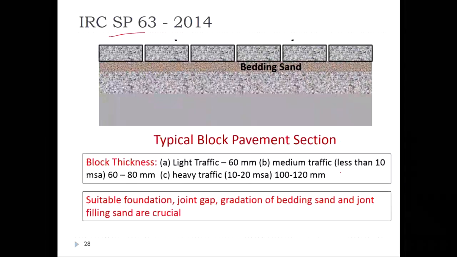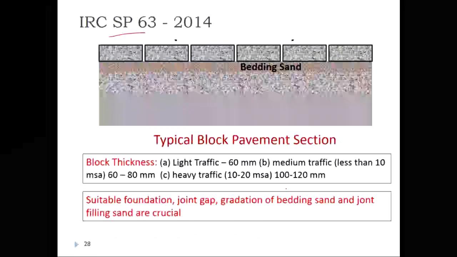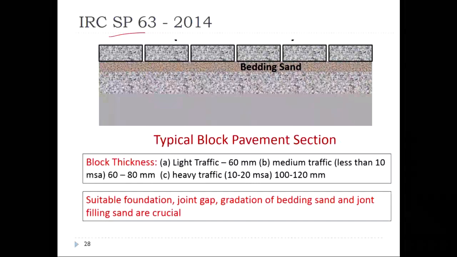The thickness of the block in the case of medium traffic, so it has actually defined what is medium traffic. For traffic less than 10 MSA, we can go for blocks having thickness of 60 to 80 mm. And for heavy traffic, where your traffic volumes are of the order of 10 to 20 MSA, especially in town areas, you should go for thicker blocks of the order of 100 to 120 mm.